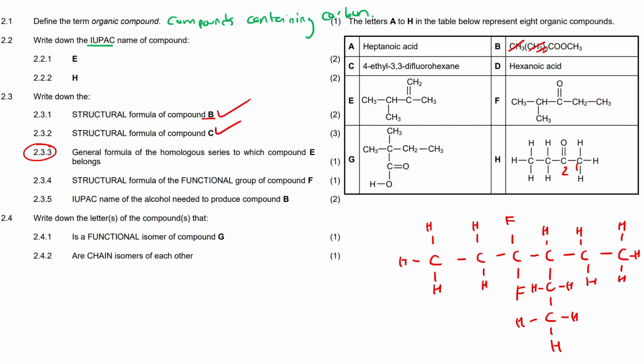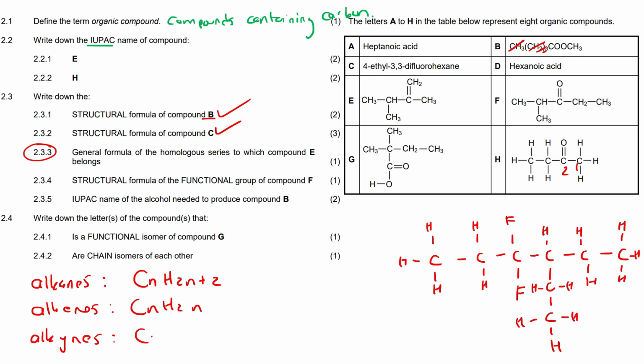Now, what is the general formula of the homologous series to which compound E belongs? So compound E is an alkene. We know that with a double bond. We already saw that one earlier. So we know that alkanes have CnH2n+2. Alkenes are CnH2n. And then alkynes are CnH2n-2. So they want alkenes, and so you're going to say the general formula is CnH2n.